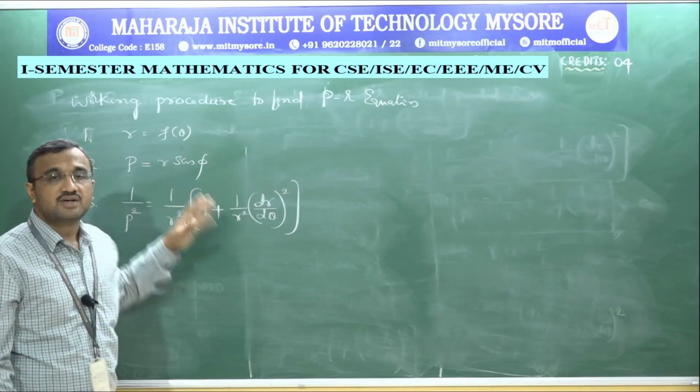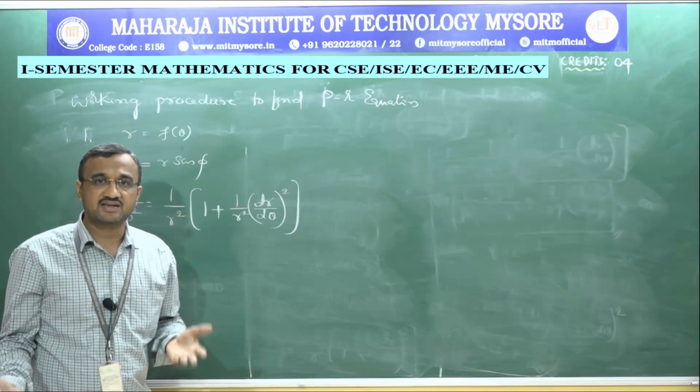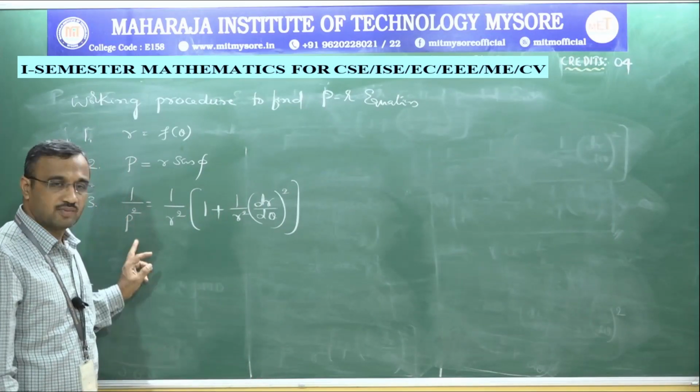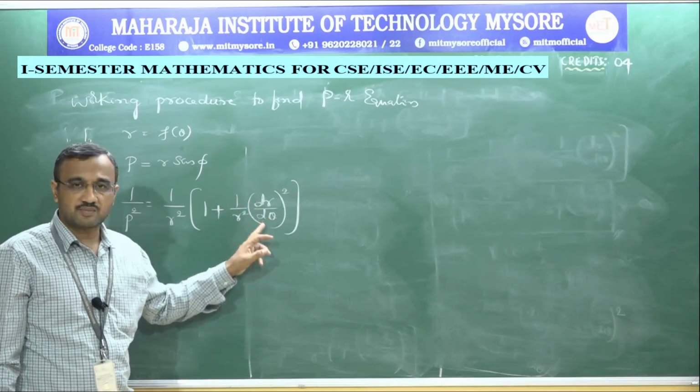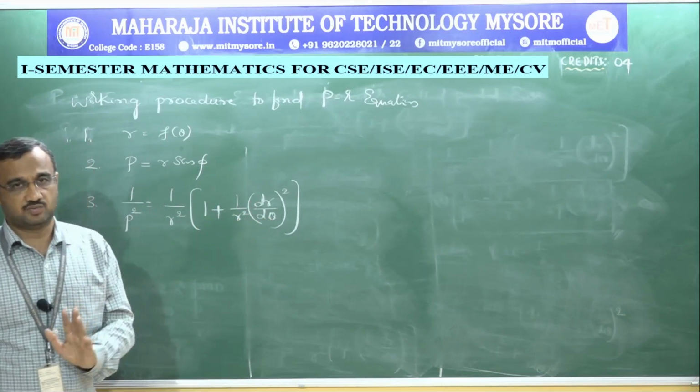Sometimes it doesn't give the value of phi directly. In that case, you can use this formula: 1 by p square equal to 1 by r square, 1 plus 1 by r square into dr by d theta whole square. This is the main procedure.